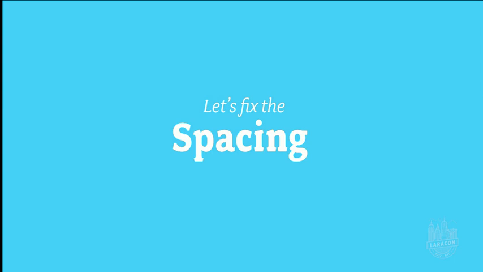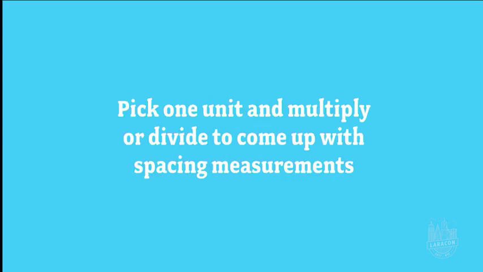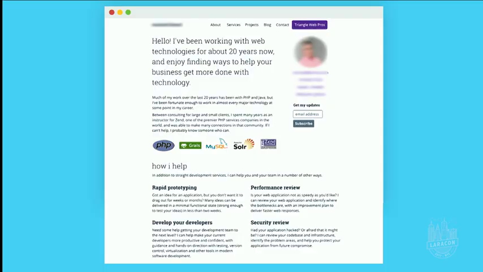So we're going to look at the spacing. For me, I find spacing, or more accurately, lack of spacing, is probably the biggest issue that I see when I look at most websites. So what I typically like to do is pick one unit and use that as a base to come up with values for the rest of the spacing. It's kind of like what we were doing earlier with the modular scale. And I usually pick something like maybe 20 pixels, and I'll multiply and divide it to come up with different spacing measurements for my designs.